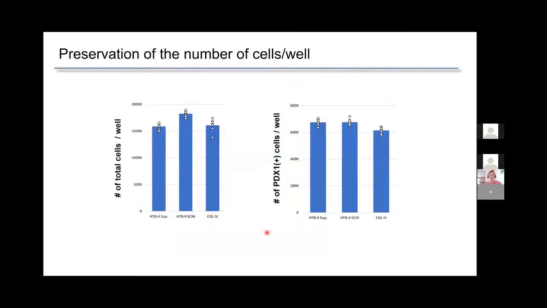Again, when we do this, we compared the supernatant or the conditioned media versus the ECM and the collagen 4 coated plate that we could commercially purchase.